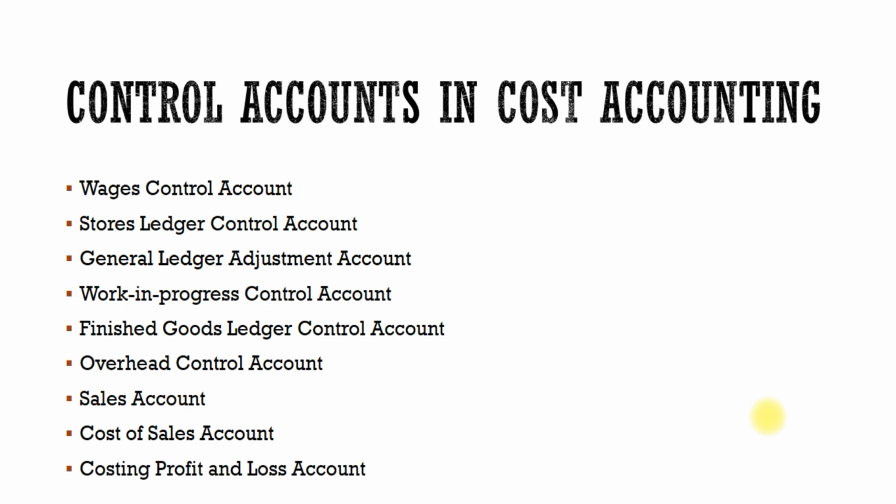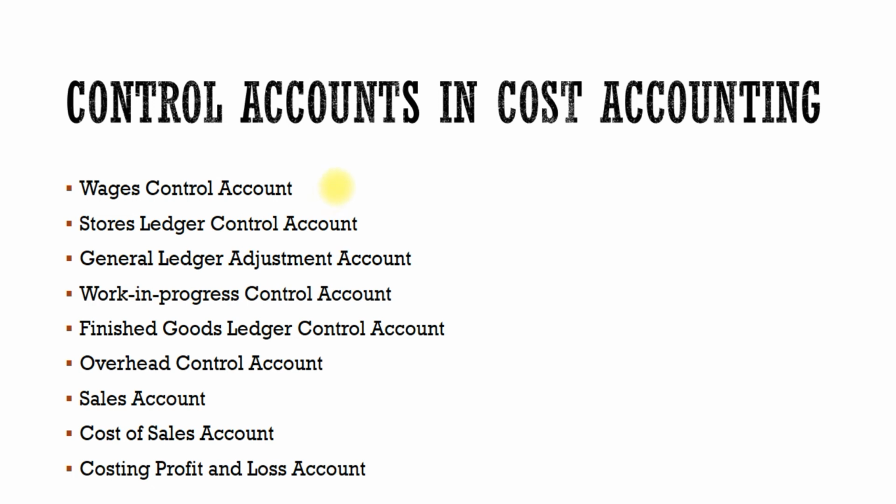Control accounts in cost accounting. The most important control accounts that are kept by the cost department are wages control account, stores ledger control account, general ledger adjustment account, work in progress control account, finished goods ledger control account, overhead control account, sales account, cost of sales account, and costing profit and loss account. So we'll just see briefly what each of them means and in what context these control accounts are kept.